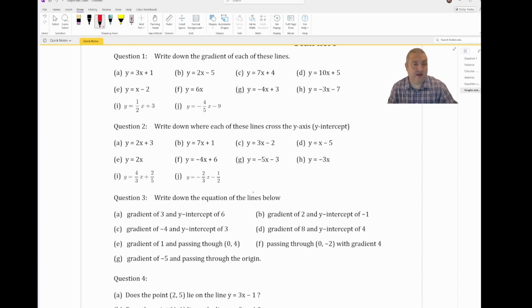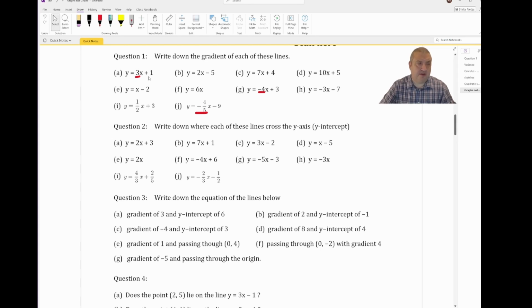Write down the gradient for each of these lines. Well, it's not a trick question. It's as easy as it looks. So here, look, 3. That would represent the gradient because we said m is the bit multiplied by x. So in all of these, it's just the number in front of the x value. The only time that might get a bit complicated is where you've got here minus 4. Remember to include the minus. And here when it's a fraction, but it is the whole fraction, minus 4/5.